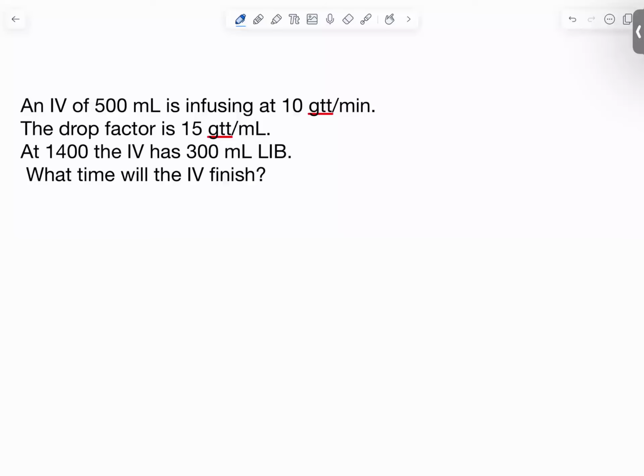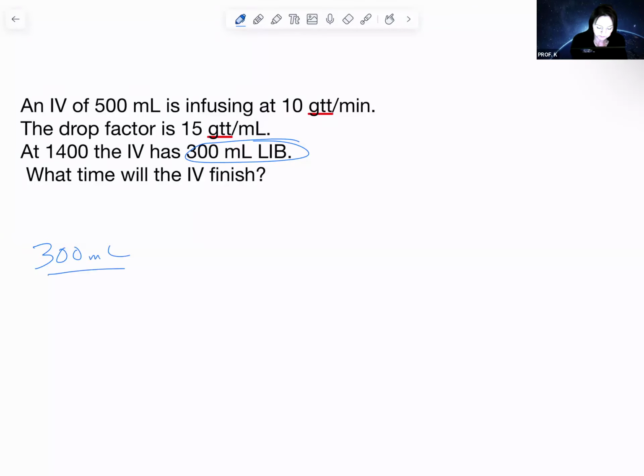Let's do it. All right, an IV, 500 milliliters that I hung up, original bag of 500 milliliters, and it's been running at 10 drops a minute. Awesome. But I walk in at 1400. Professor K walks in the room and there's only 300 milliliters left in the bag. So we always start with what's left in the bag, 300 milliliters. Put it over 1. What time will it finish? The exact time. So I'm solving for hours. I put that over 1. Beautiful. Let's break it down.